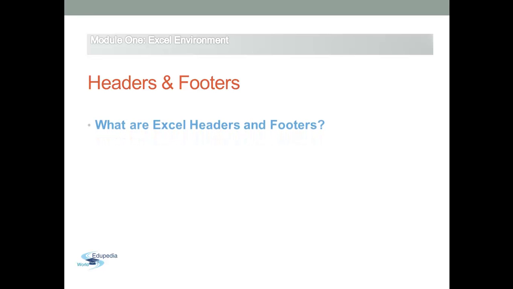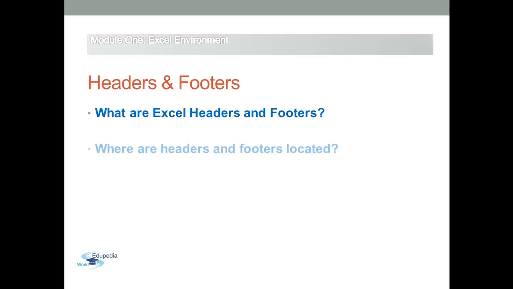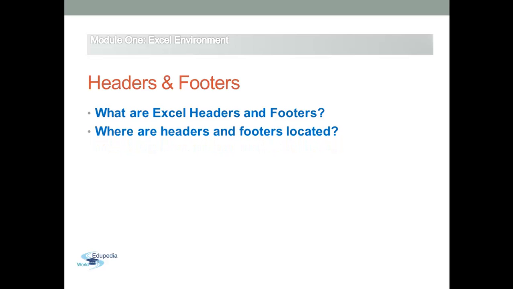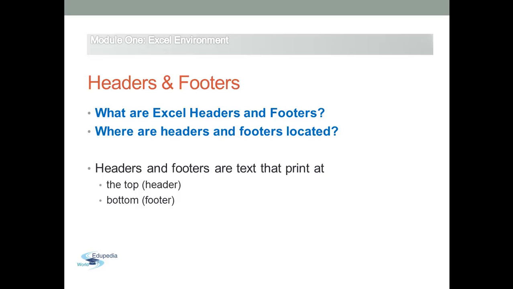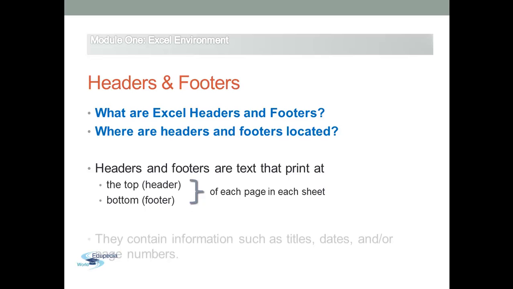In this video, you will learn what a header and footer is and where it is located in Excel. Headers and footers are used to add the same information on every page of the spreadsheet, without actually typing the information on each page. Headers and footers are text that print at the top for headers and at the bottom for footers of each page in each sheet.